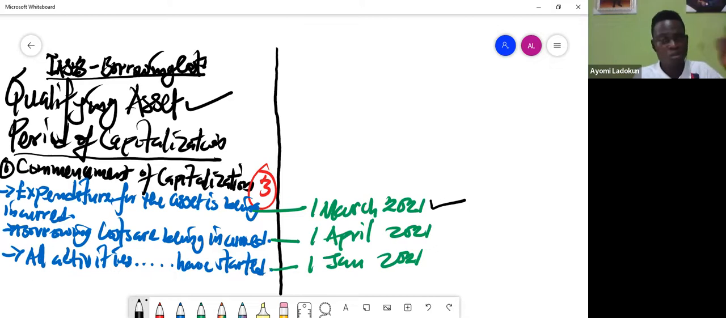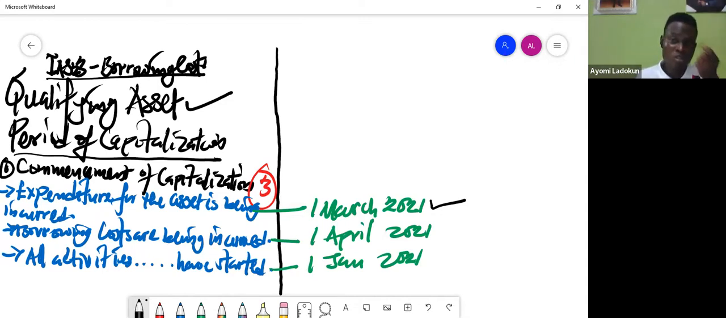Did you see that? Capitalization of borrowing costs will not commence because I've not even borrowed money. That is what is meant by expenditure for the asset is being incurred. So it actually started in March, but I was using my money to do clearing, to buy blocks, to buy cement, to employ laborers. So they are already working there, and I was using my money, okay?